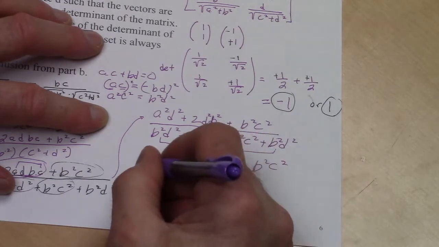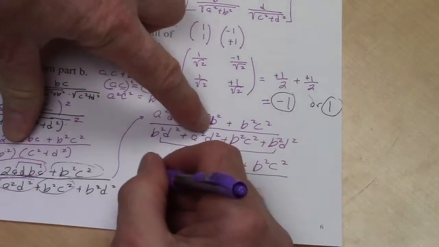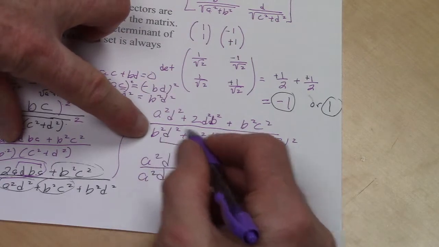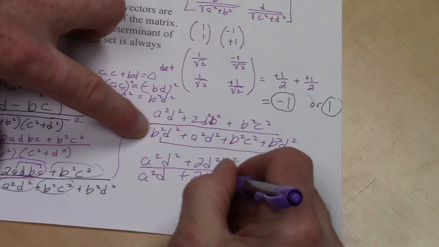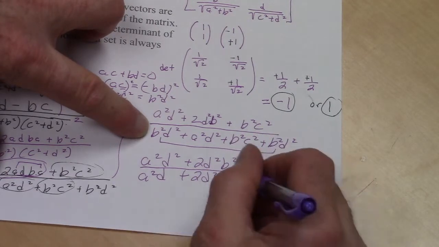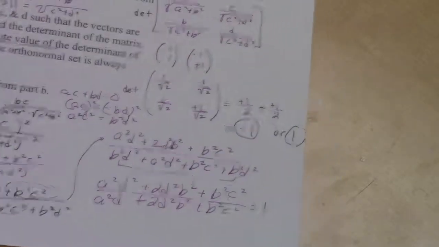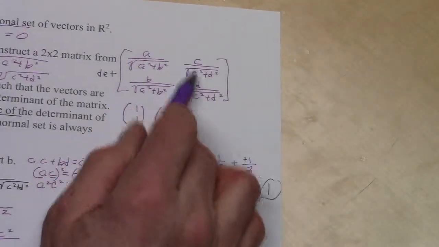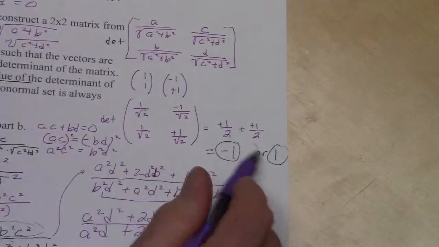If we combine those in the denominator, we get a squared d squared, we get b squared d squared plus b squared d squared, that's 2 d squared b squared again, and then plus the b squared c squared. So we've shown that this would be equal to 1. So the determinant of an orthonormal set is always going to be either positive or negative 1.